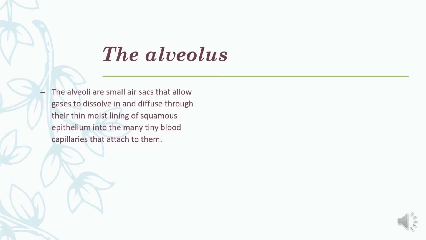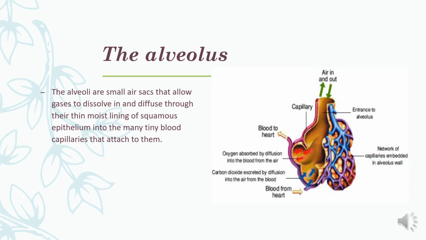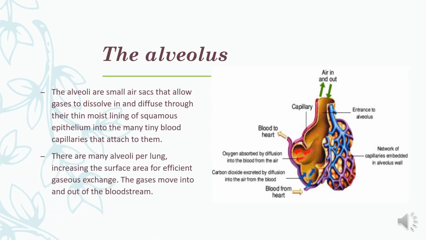Okay, let's look at the alveolus. Now, the alveoli are small little air sacs that allow gases to dissolve in and diffuse through their thin, moist lining of squamous epithelium into many tiny little blood capillaries that attach to them. Now, there are many alveoli per lung, which means that there's an increased surface area for efficient gaseous exchange. The gases then move in and out of the bloodstream through the capillaries on the alveolus.